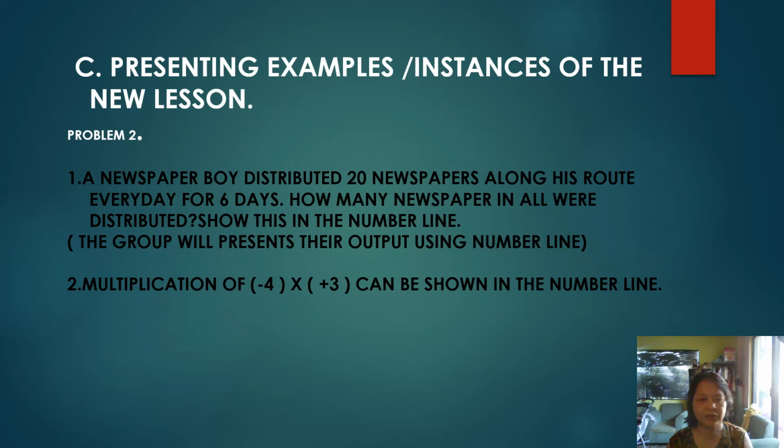Okay, question number 2, multiplication of negative 4 times positive 3. That can be shown in the number line. Okay, so good job there, students.